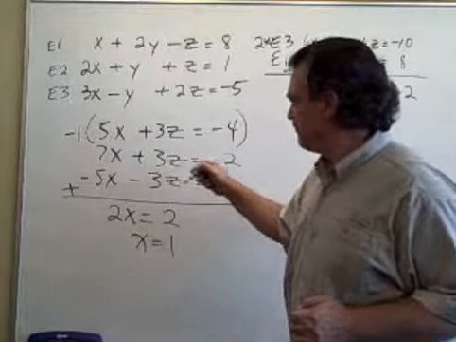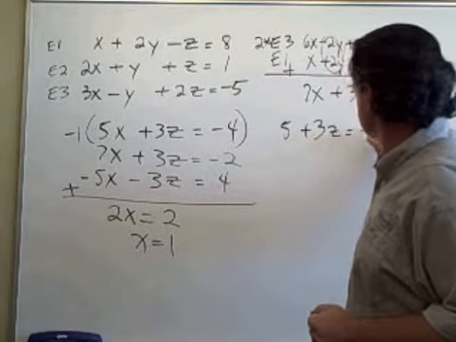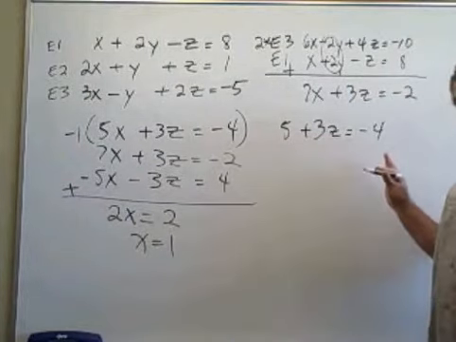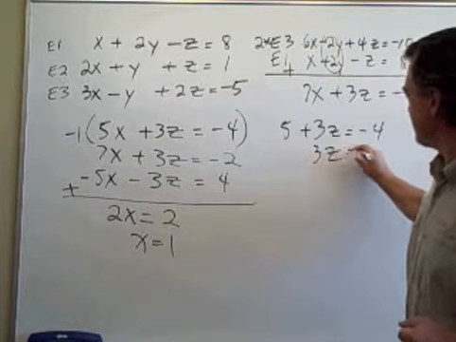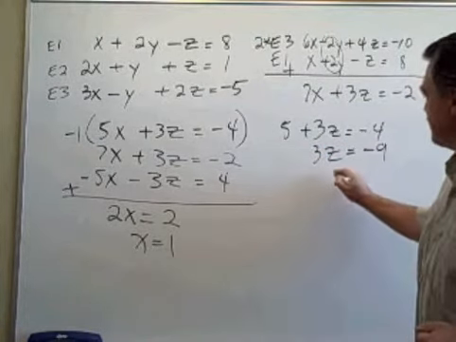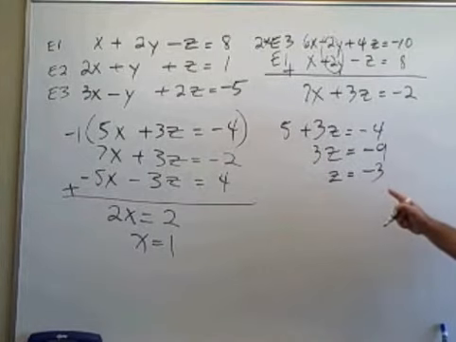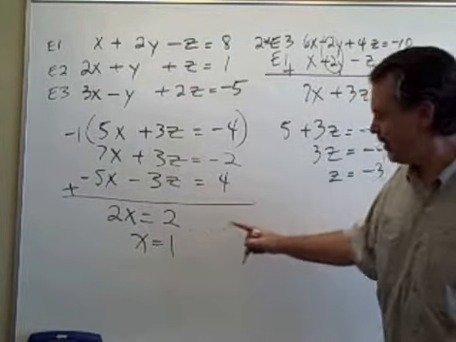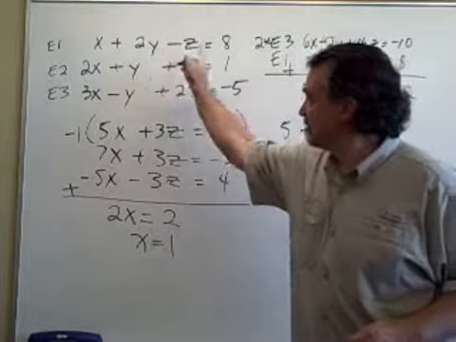If x is 1, 5 times 1 is 5. 5 plus 3z equals negative 4. Subtracting 5 from both sides, and then dividing by 3, z equals negative 3. So now I know x is 1. I know z is negative 3. So let's put those into the first equation.